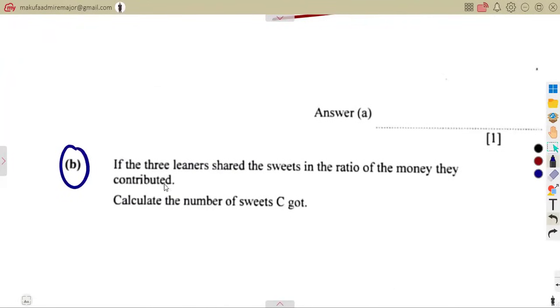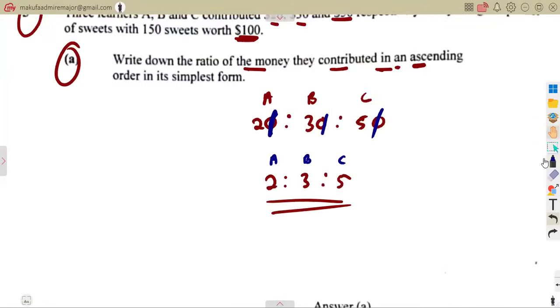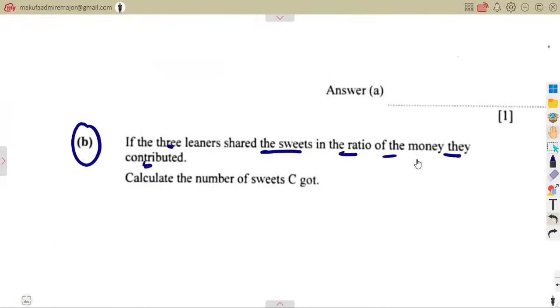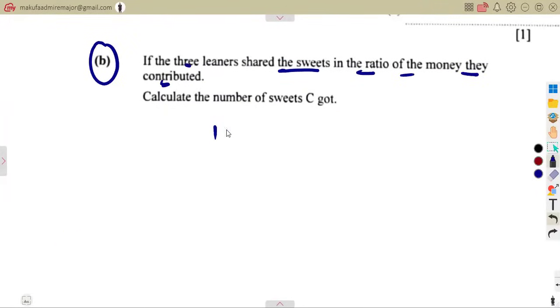Then number B, if the three learners shared the sweets in the ratio of the money they contributed, remember the total number of sweets is 150 sweets. They bought 150 sweets. So they are saying if they are going to share these 150 sweets in the same ratio as the money they had, remember the ratio of the money, we reduced this, we are now having 2 as to 3 as to 5. If they are going to share in this ratio, calculate the number of sweets C got.